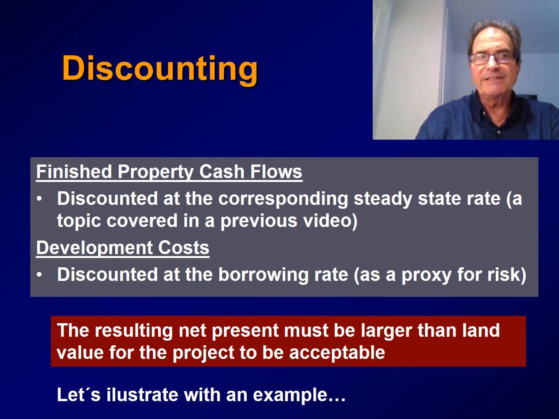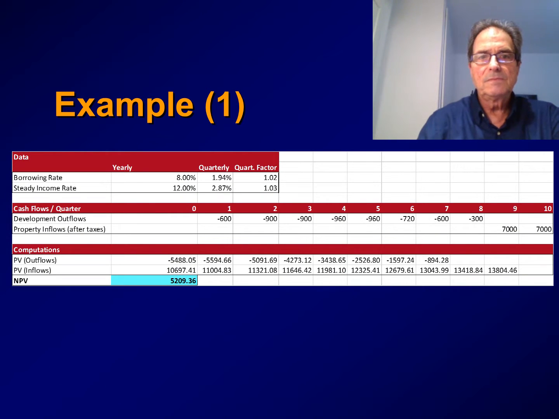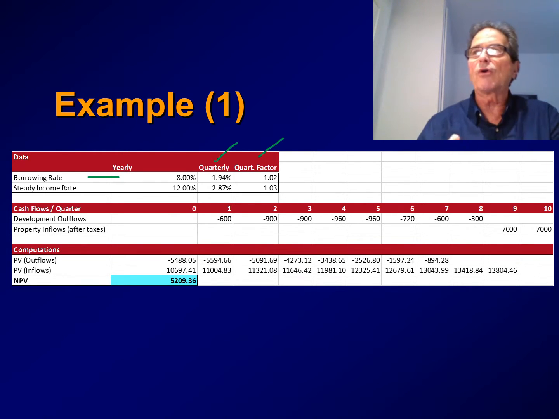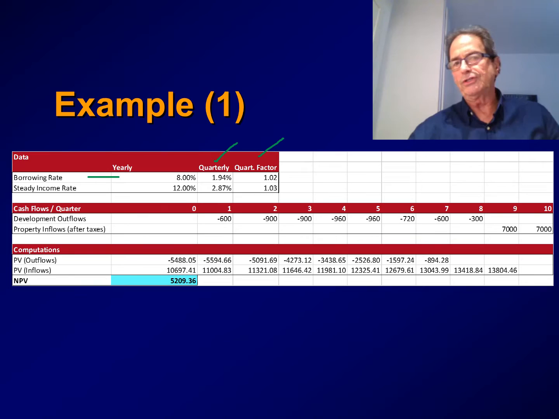Let's illustrate with an example. Let's assume that we have a borrowing rate that we are going to use to discount developing costs of 8% yearly, and that is equivalent to a quarterly rate of 1.94% and a corresponding quarterly factor of 1.02. We are calculating the equivalent quarterly rates because we are going to do the projection in quarters, not years.